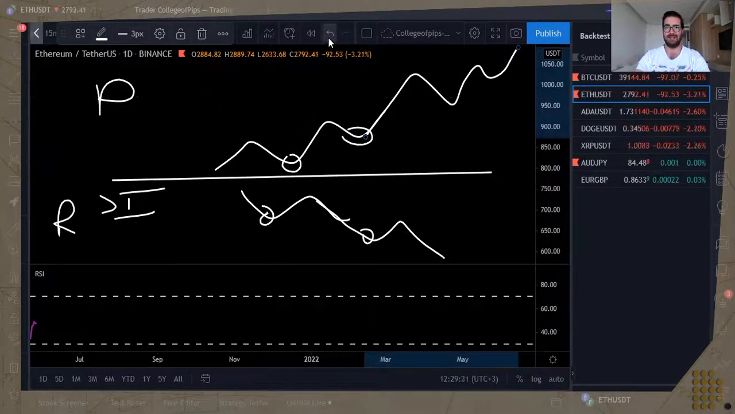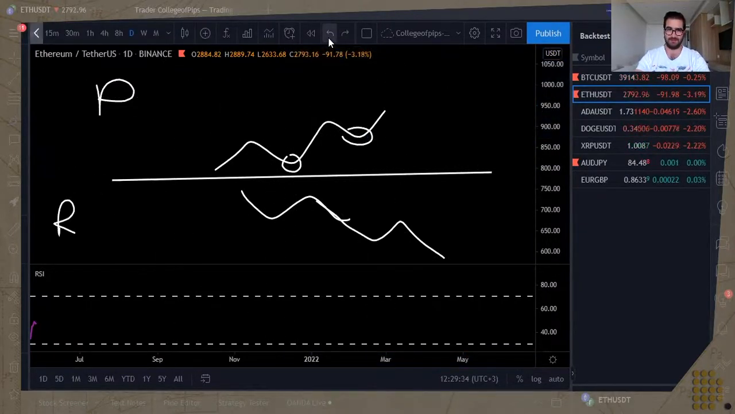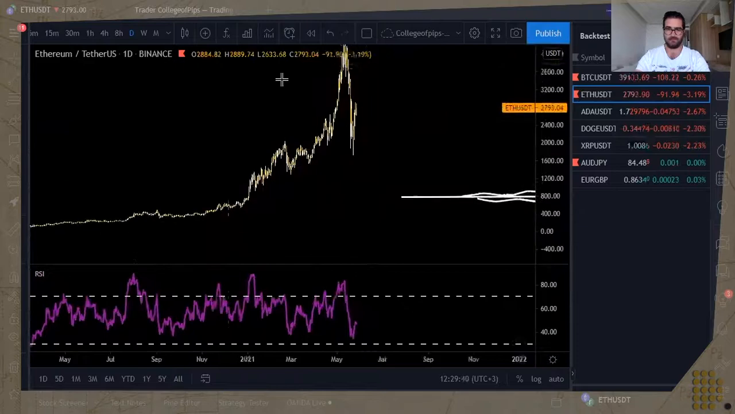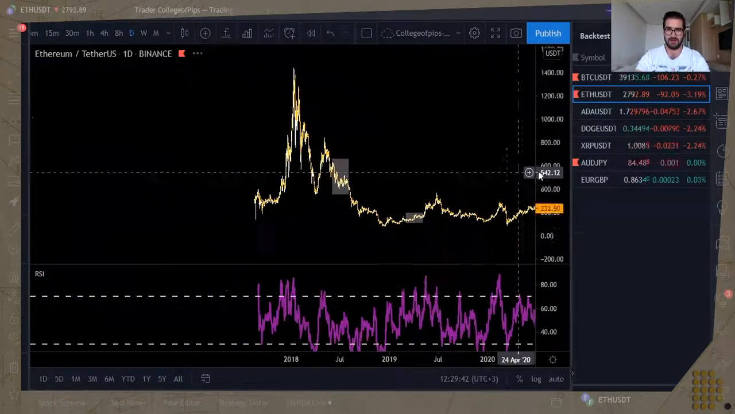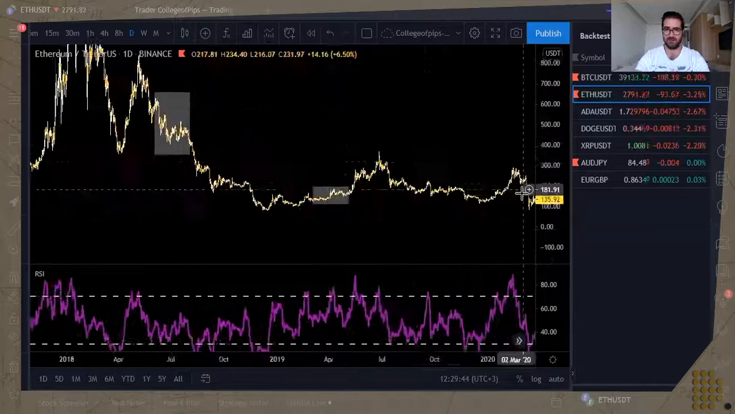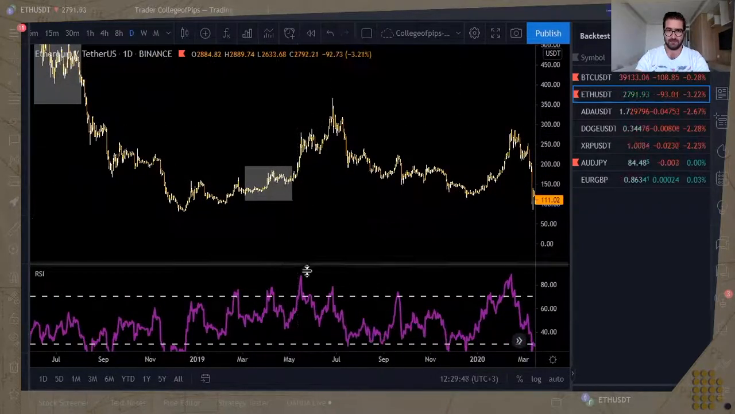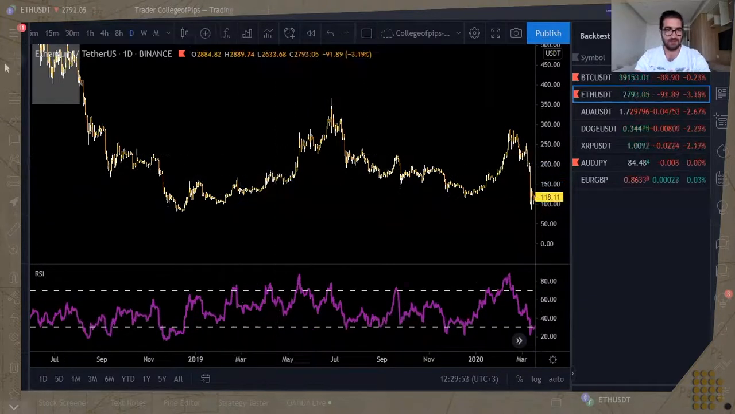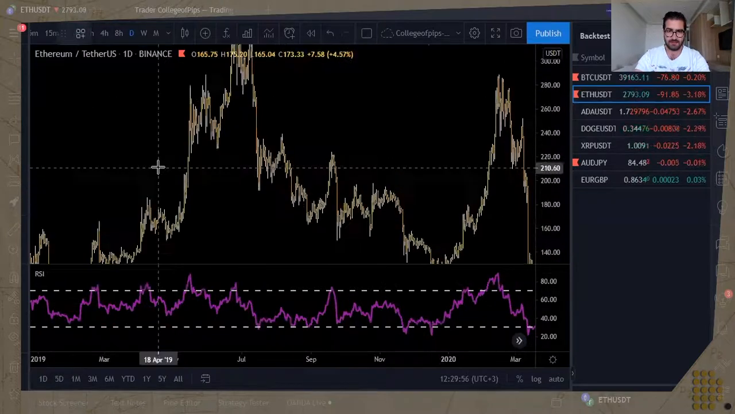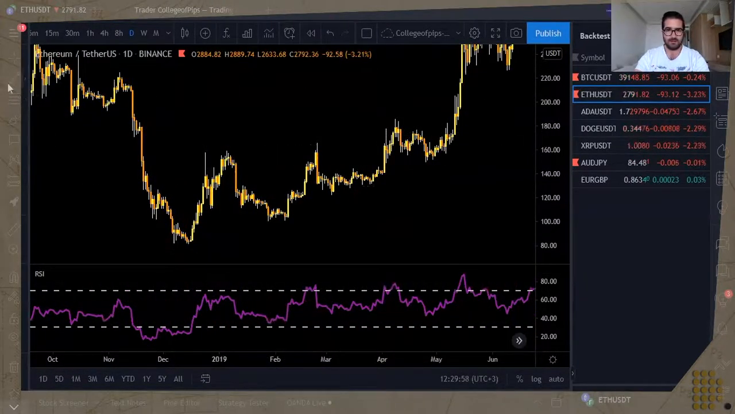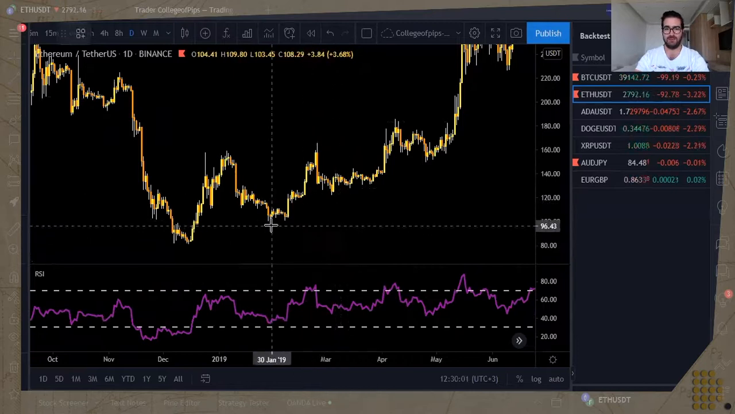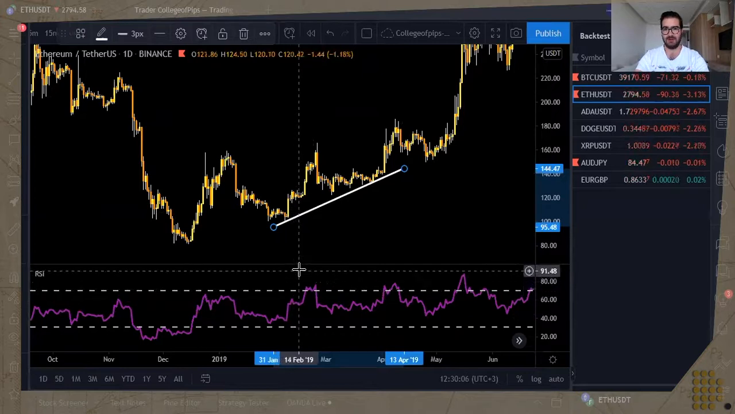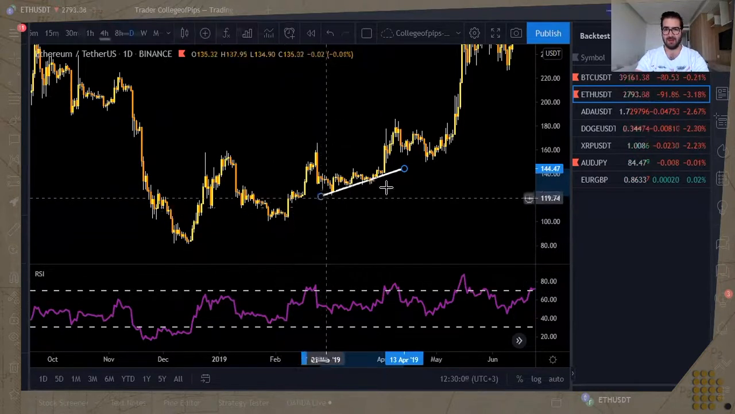Let me give you an example about this to make things clear. So if we look at this part of the chart, let me adjust this. Let me zoom in a little bit. Here the market is showing higher lows.